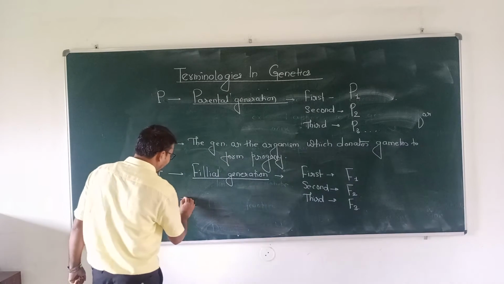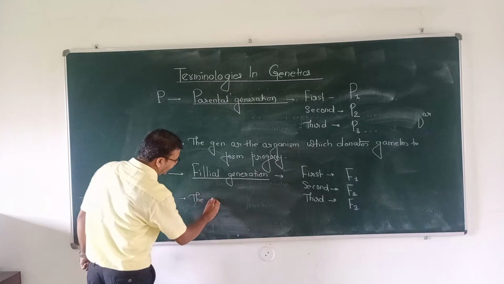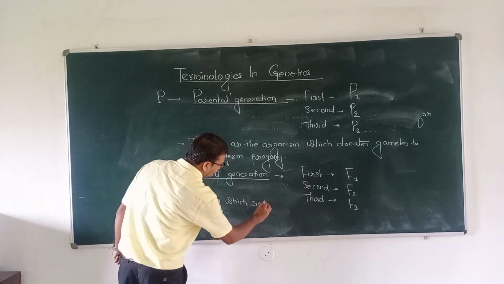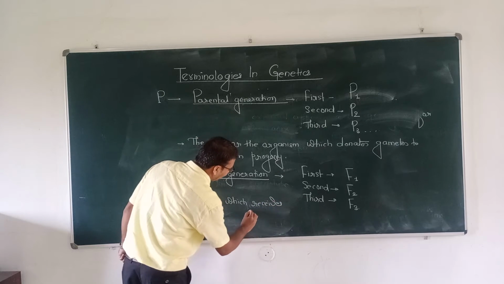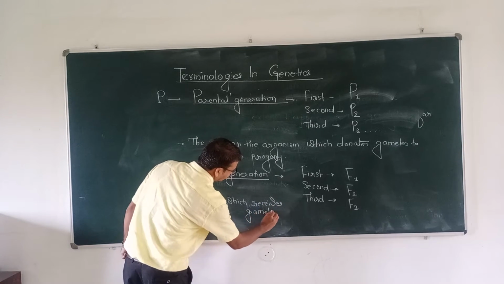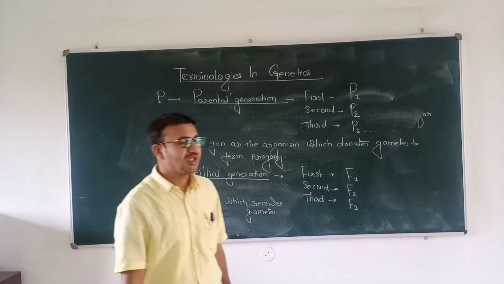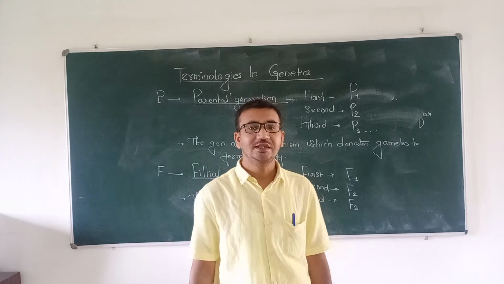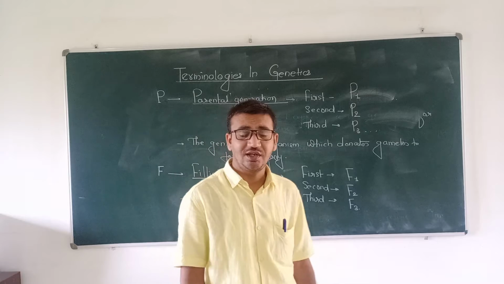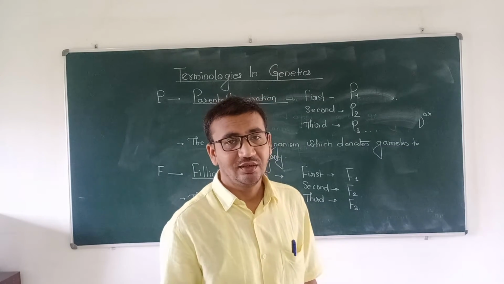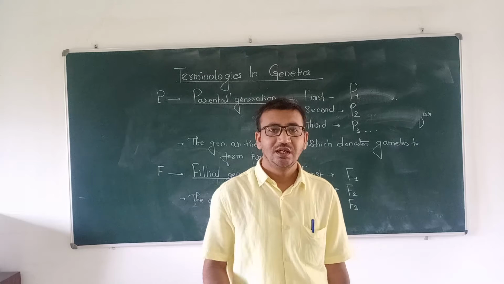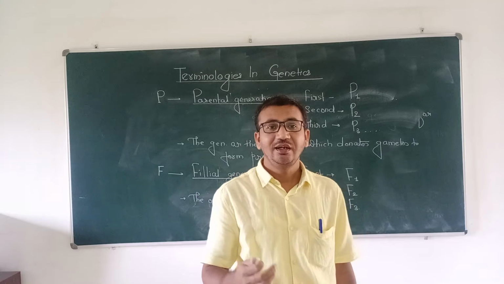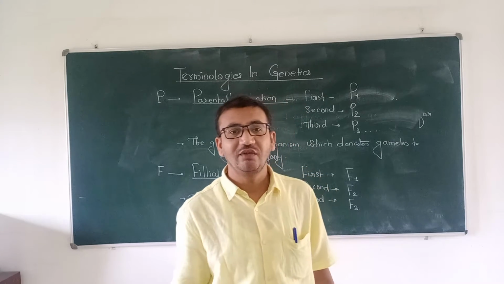So what is filial generation? The generation or the organisms which receive the gametes from the parents is called the filial generation. This can be symbolized as F1, which means the first filial generation, F2, the second filial generation, and F3, the third filial generation.